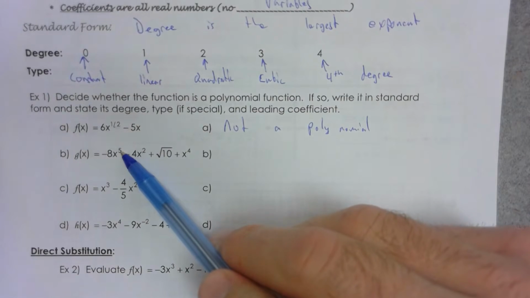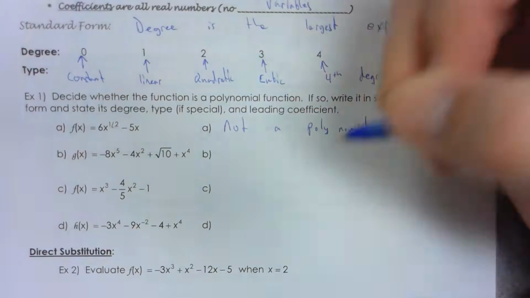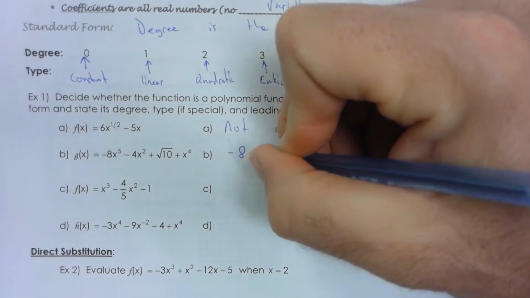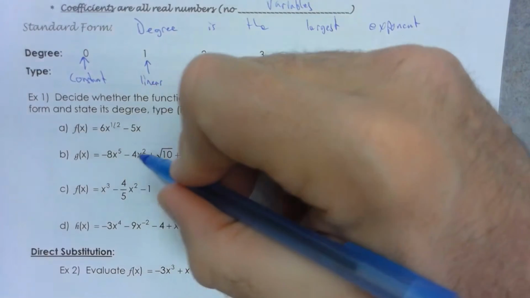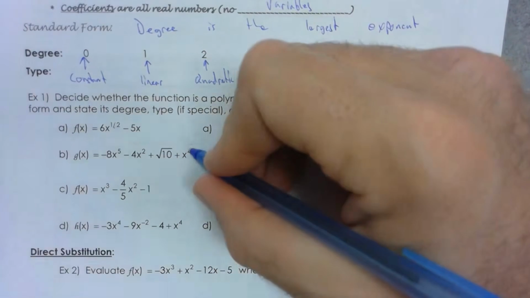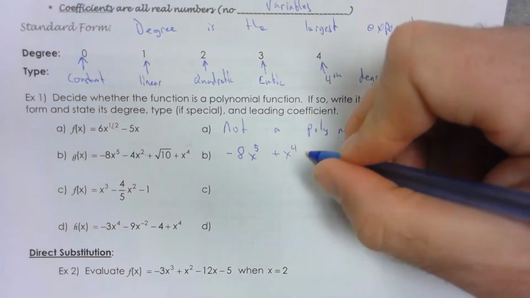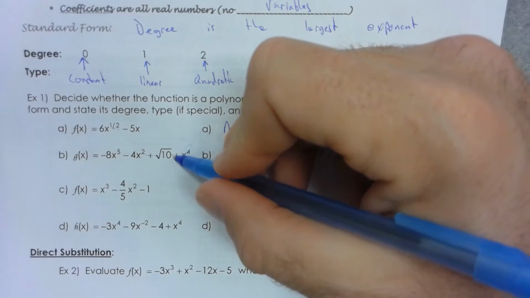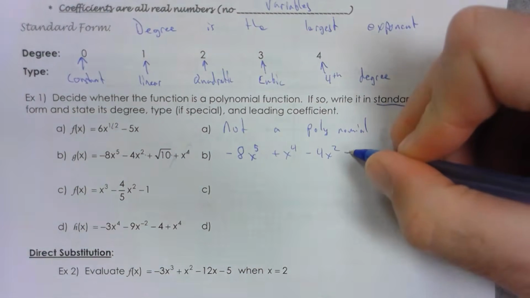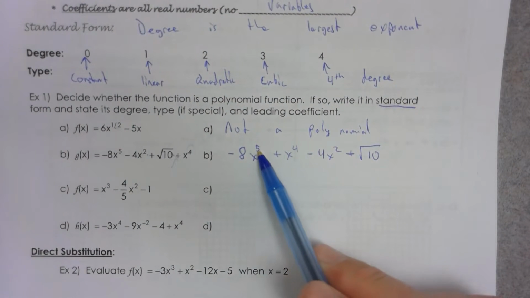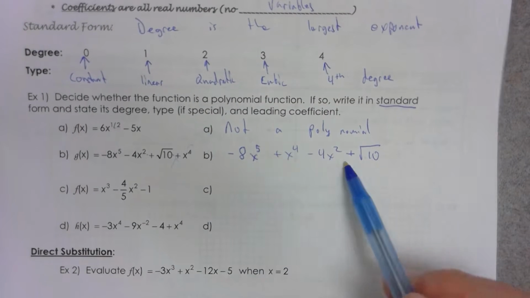5 is the biggest exponent. They want us to write it in standard form, so you have to write it in descending order. So the 5 is the biggest exponent. The next biggest exponent is 4. The next biggest exponent is 2. And then the next one, this has an exponent of 0 because there is no x. It's the constant. The constant always goes at the end because it's the lowest possible exponent. That would be standard form. This would be considered a 5th degree polynomial with 1, 2, 3, 4 terms.